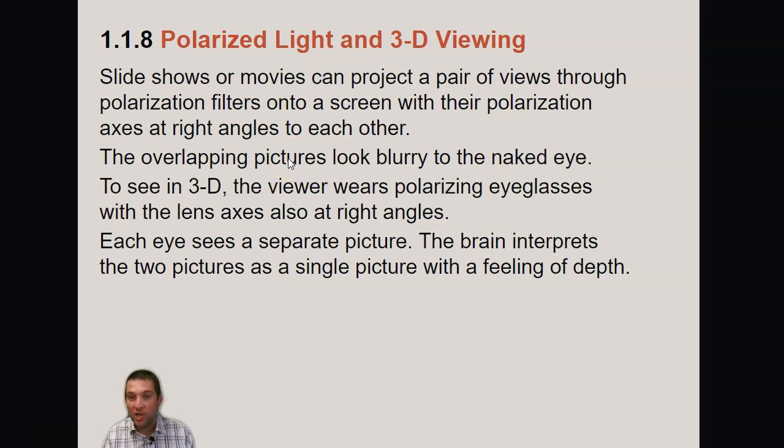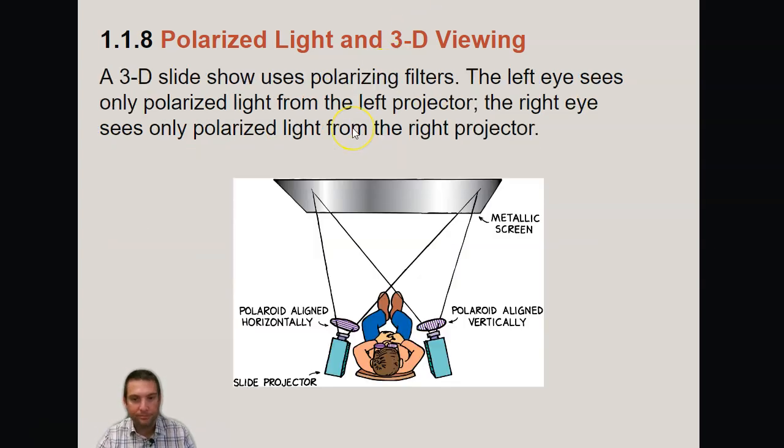Slideshows or movies can project a pair of views through polarization filters onto a screen with their polarization axes at right angles to each other. The overlapping pictures look blurry to the naked eye. To see in 3D, the viewer wears polarizing eyeglasses with the lens axis also at right angles. Each eye will see a separate picture, and the brain is going to put it together to give it that depth perception we talked about.